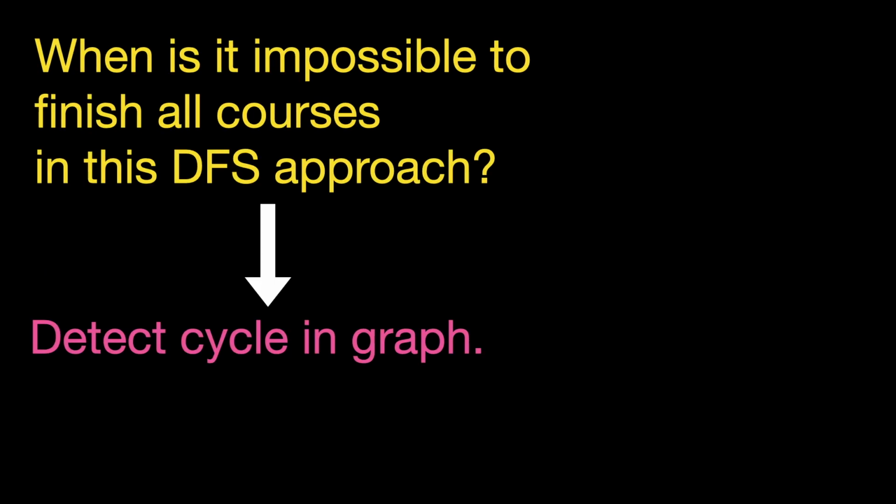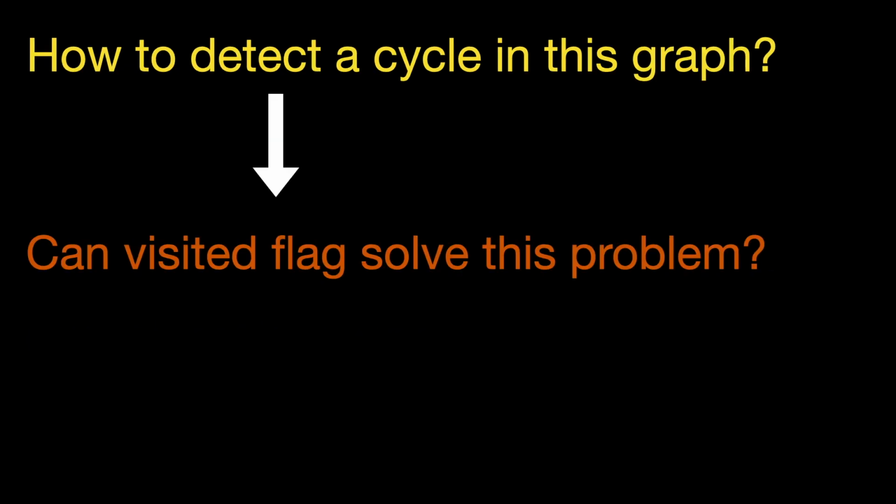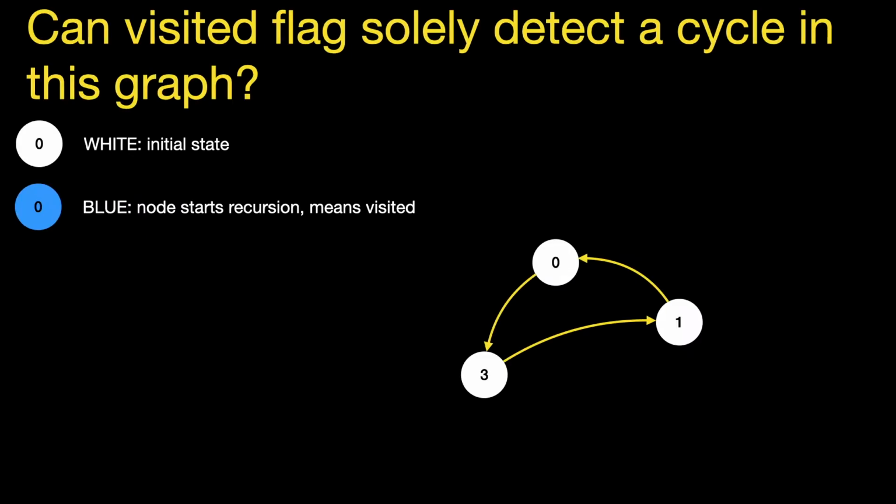Then, when is it impossible to finish all courses in the DFS approach? We can detect a cycle in the graph. But how to detect the cycle in this graph? Can a visited flag solve this issue? Let's try with an example. Here we have a simple graph 0, 1, 3, which apparently has a cycle. We have white state, meaning the initial state of each node. We define a blue state, indicating the node starts recursion, and meaning the node has been visited.